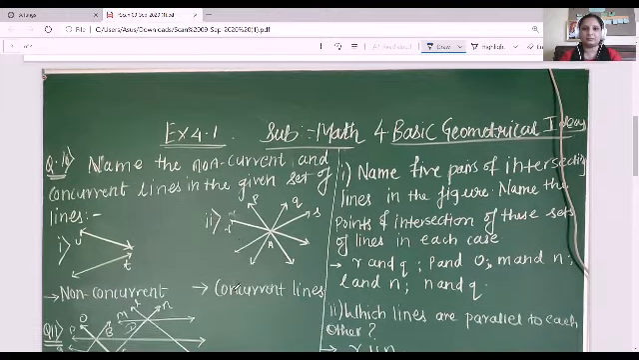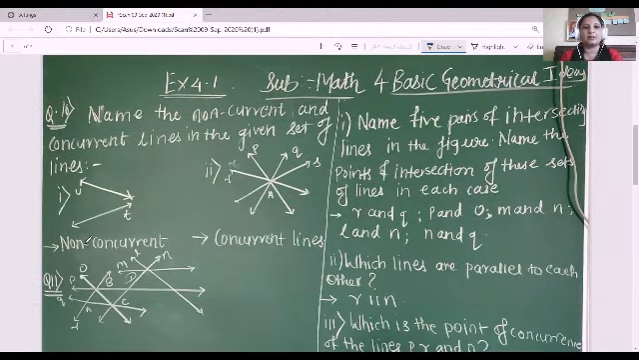Name the non-concurrent and concurrent lines in the given set of lines. Now here first I need to name which are the concurrent and which are the non-concurrent lines of the set. Concurrent line means if three or more than three lines pass through a point in a plane, they are known as concurrent lines.